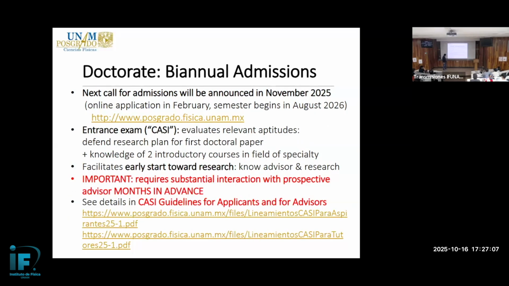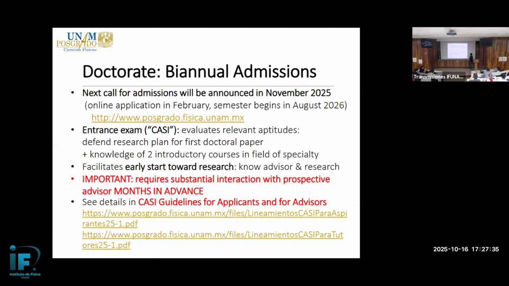I'll also say a few words about, let me see how I'm doing on time, the admission to the doctoral level, to the PhD program. So again, there we have 2 admission processes per year, one per semester, and the timing is exactly the same. So the next call for admission will be in November, the registration as an applicant online will be in February, and the semester will begin in August of 2026. And again, the information is on our website, of course.